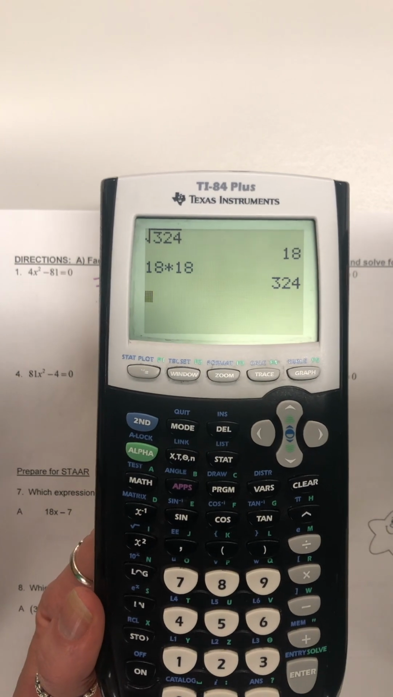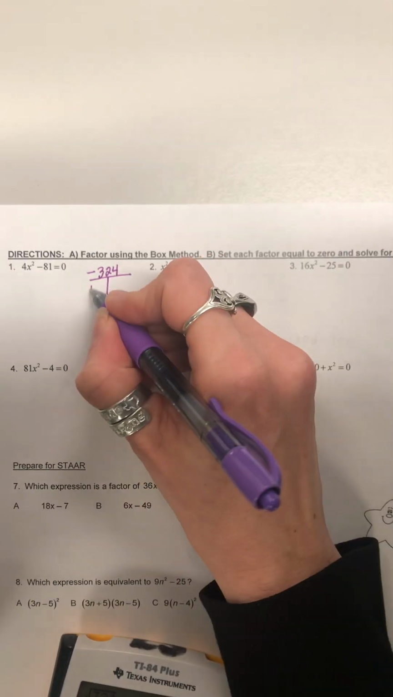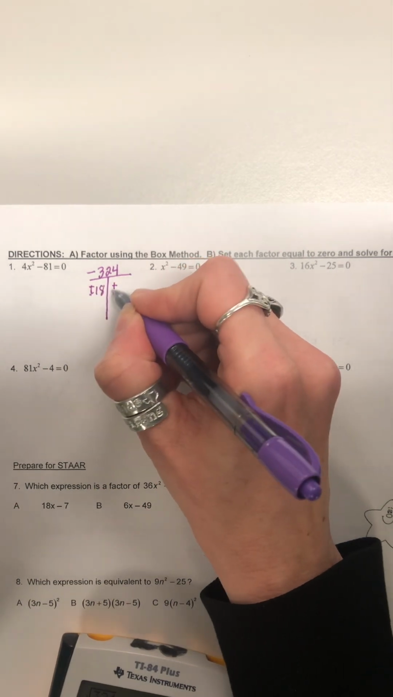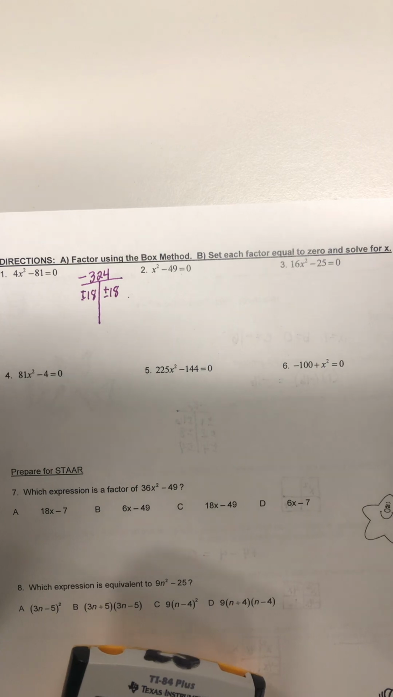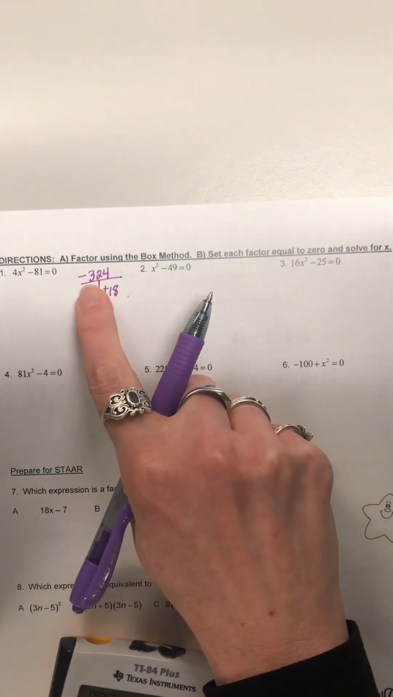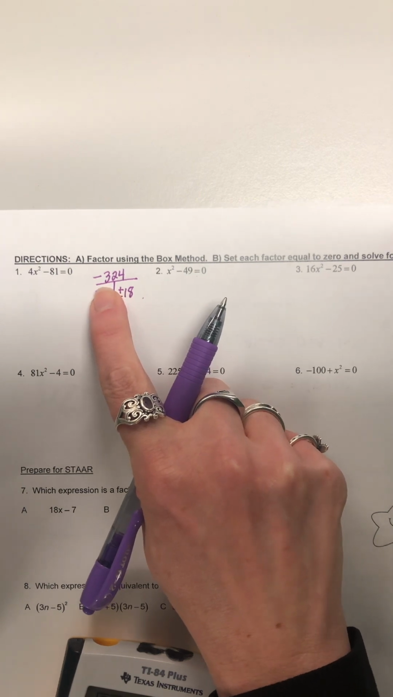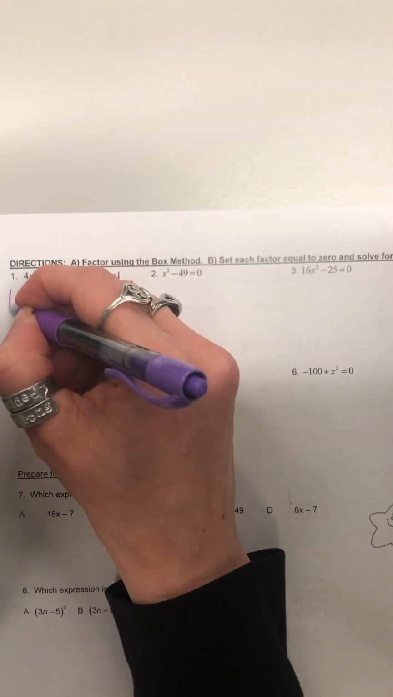So those are the factors I'm going to want to use. I don't need all of them. I need the ones that are the same. So plus or minus 18 times plus or minus 18 gives me 324. Okay? And we want them to be opposite signs, one positive, one negative, because the product is negative. Okay? The same number but opposite signs.